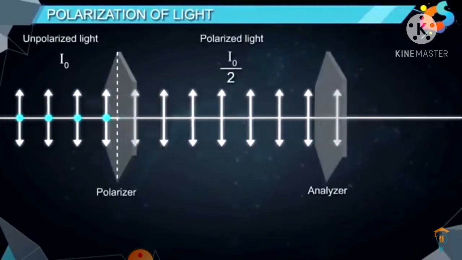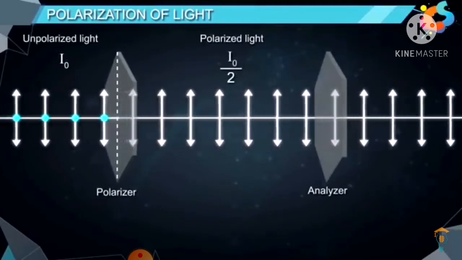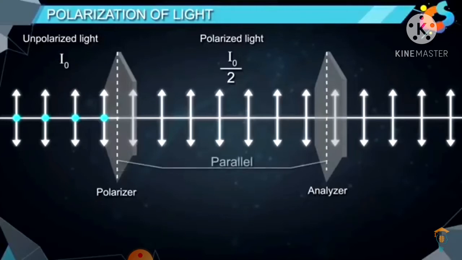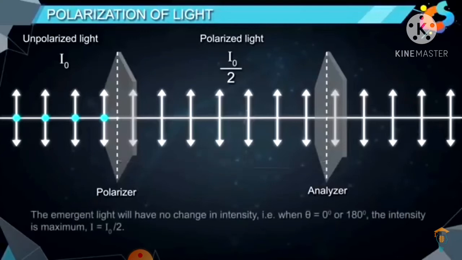Now, if we pass this plane polarized light through another Polaroid, we will call this the analyzer. If the pass axis of the polarizer is parallel to the pass axis of the analyzer, the emergent light will have no change in intensity. That is, when theta is equal to 0 degree or 180 degree, the intensity is maximum. That is, I is equal to I0 by 2. I0 is the maximum intensity.